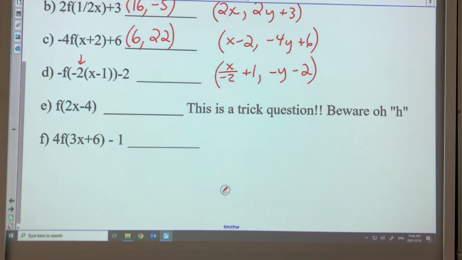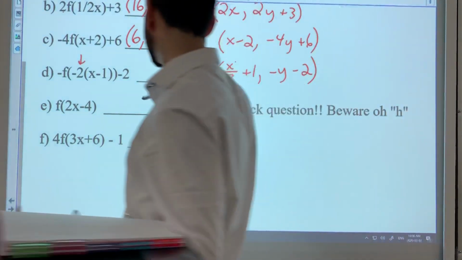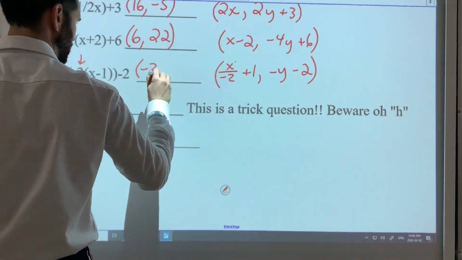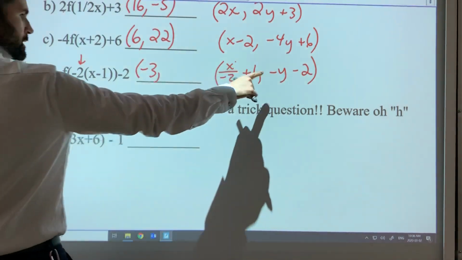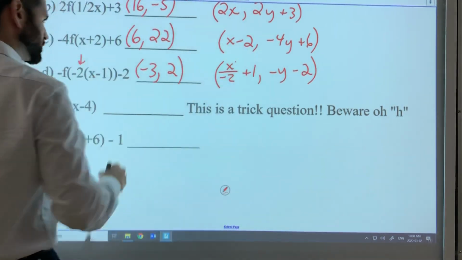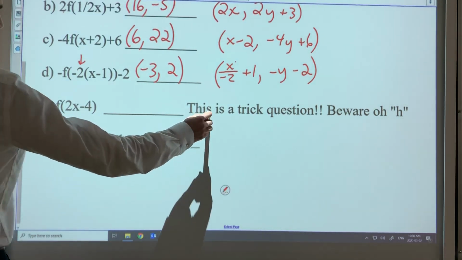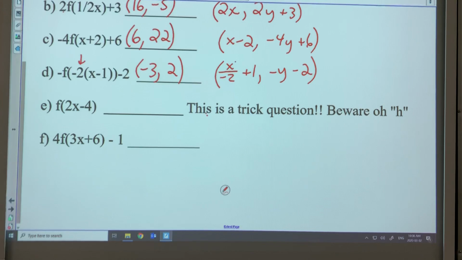It's kind of an ugly one, lots of negatives. So 8 divided by negative 2 is negative 4, plus 1 is negative 3. And then, let's see, negative 4 times negative 1 is positive 4. Subtract 2 gives me 2. Now, this isn't really a trick question. It's just more like a question of, do you know what you're doing?